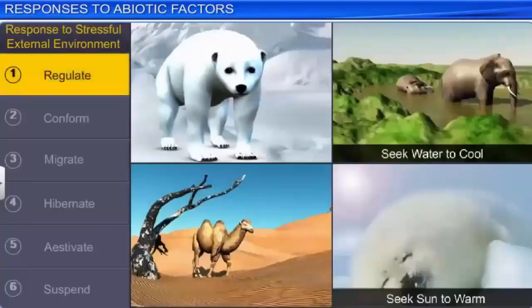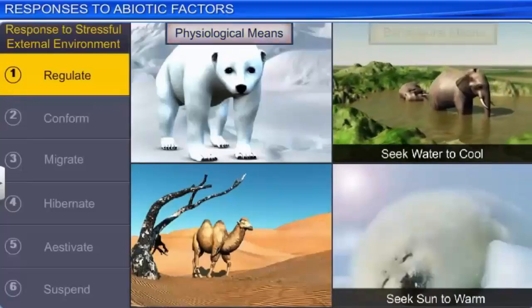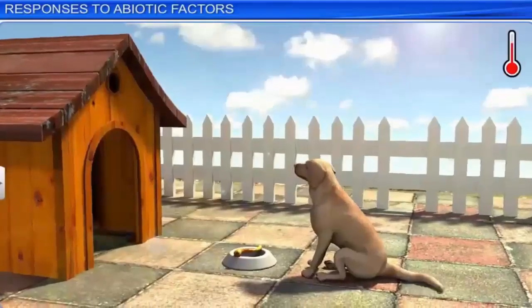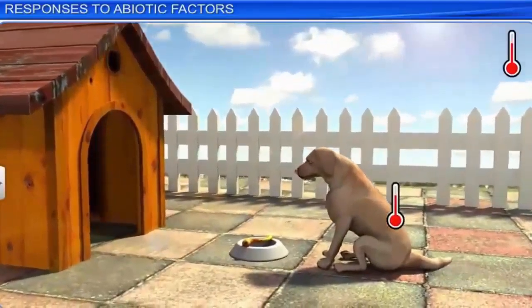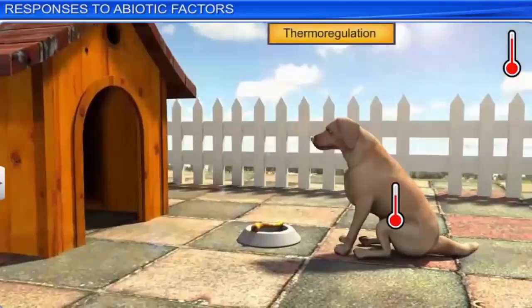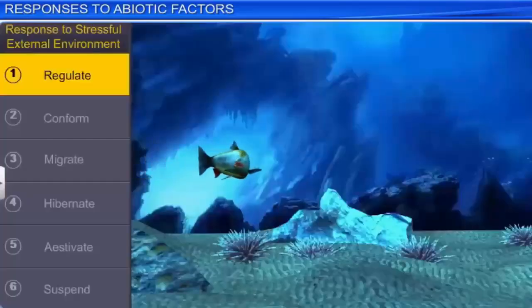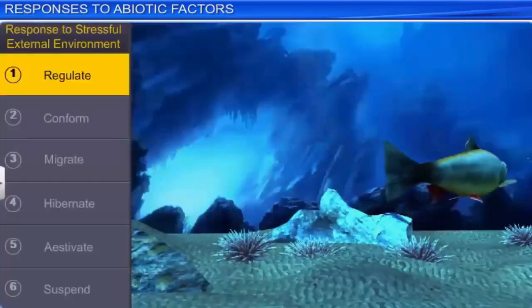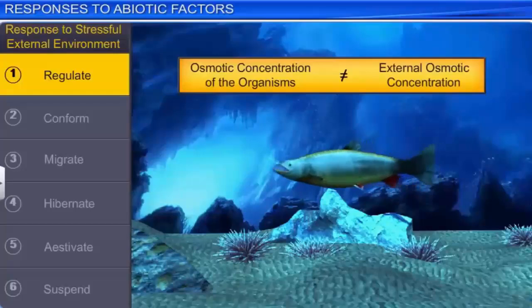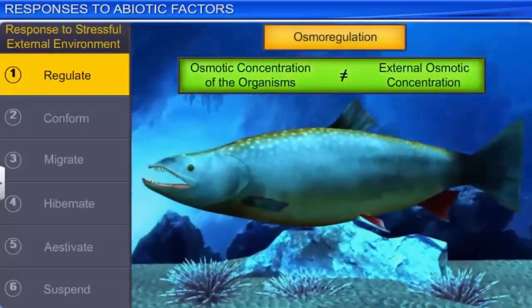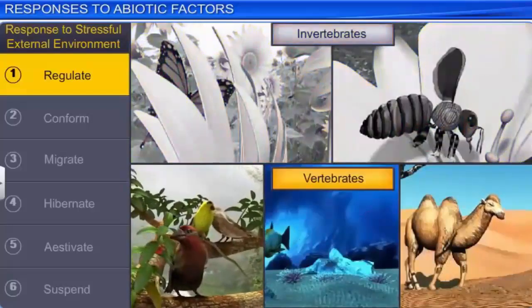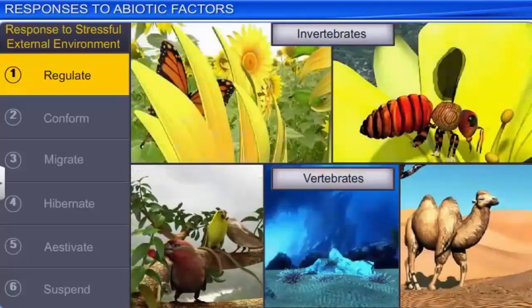Organisms that are capable of maintaining homeostasis by physiological or behavioral means are called regulators. The mechanism by which organisms regulate their constant body temperature, irrespective of the external temperature, is called thermoregulation. Similarly, the mechanism by which organisms regulate a constant osmotic concentration, irrespective of the external osmotic concentration, is called osmoregulation. A few lower invertebrates and vertebrate species, along with birds and mammals, are capable of regulation.